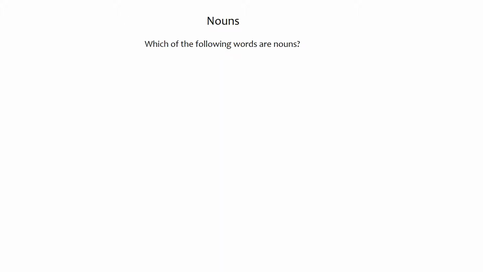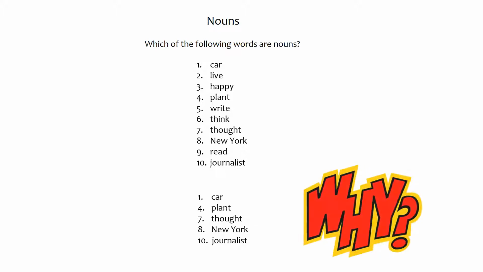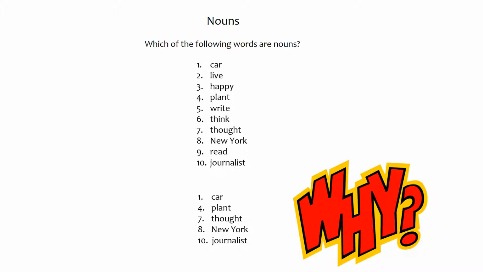First of all, when we think of nouns, we want to make sure we know which words are nouns. So of this list, which of the following words are nouns? Car, plant, thought, New York, journalist. Great. So now that we've identified the nouns, do we know why these words are nouns?